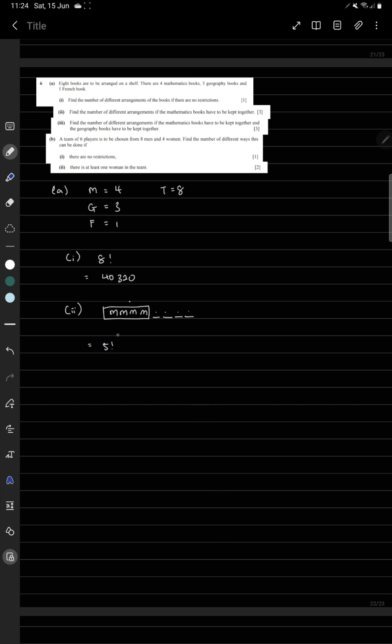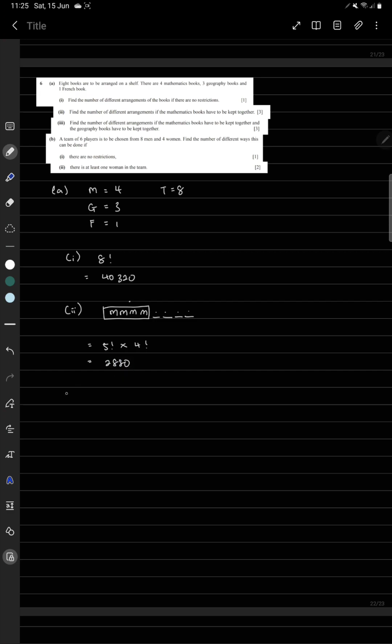The reason that we're going to move this as a group is that the mathematics books can be in the second, third, fourth, and fifth positions, and so on. But this is not the end. We need to multiply this with 4 factorial. Why? Because the mathematic books are not identical, we need to arrange them inside the group as well. Hence the 4 factorial. Then our answer is going to be 2880.